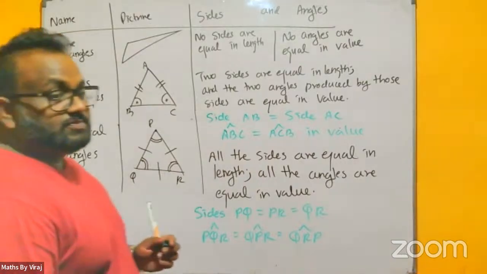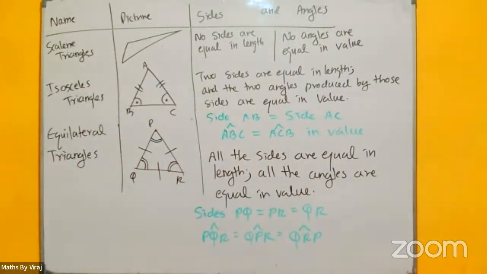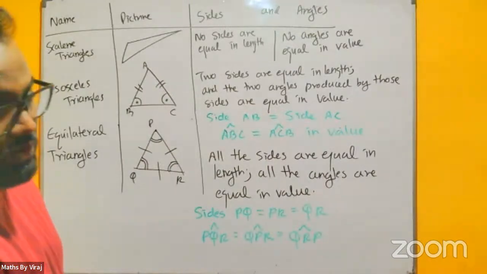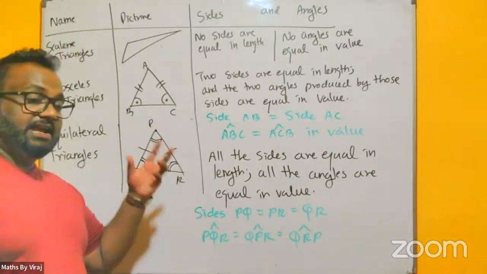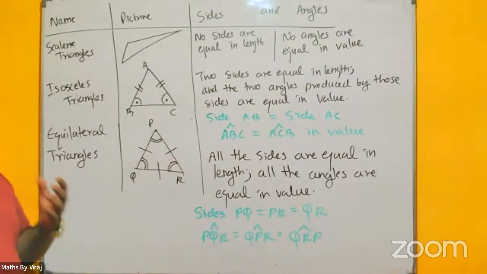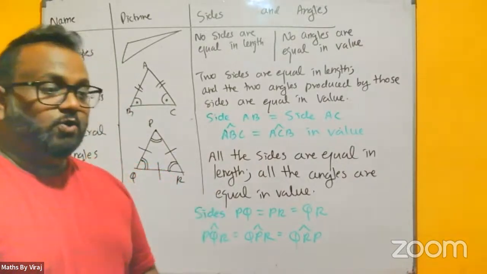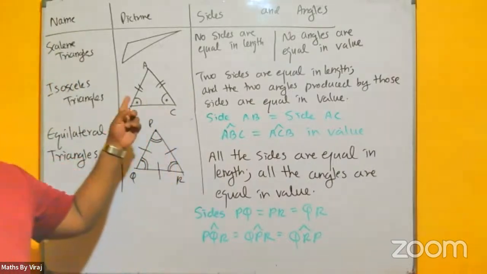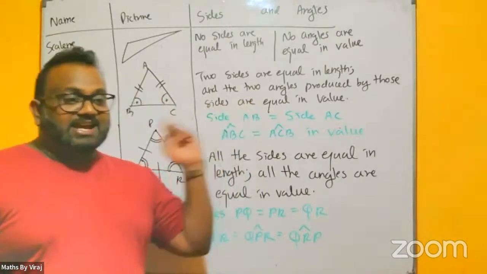Yes or no? This is how the variations are being taught. Just by saying scalene, isosceles, equilateral, it does not mean anything. When you say certain angles are equal, certain sides are equal, you have to come up with why and how. Why do you call this an isosceles triangle? Because two sides are equal.